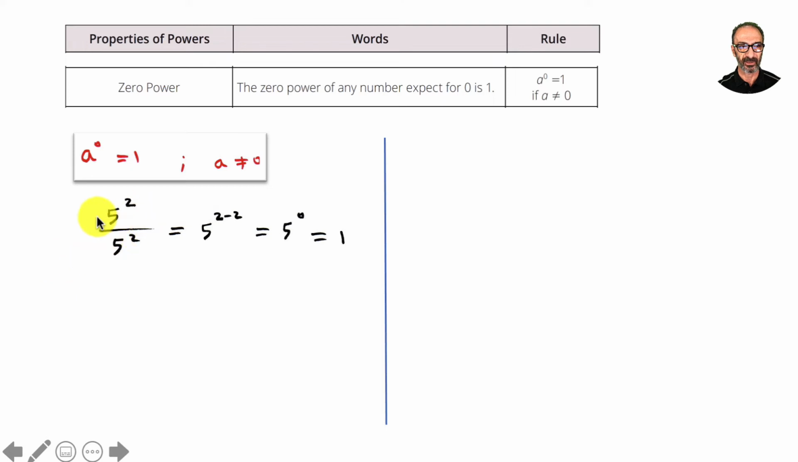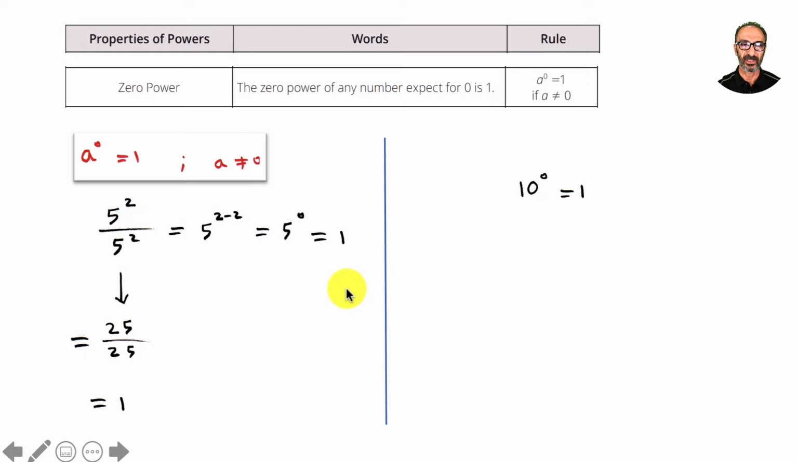How about on the left hand side, if we approach it differently? Well, what's 5 to the second? It's 25, and 5 to the second is 25. Divide 25 by 25, it's 1. Same answer. So let's apply it quickly for some examples.